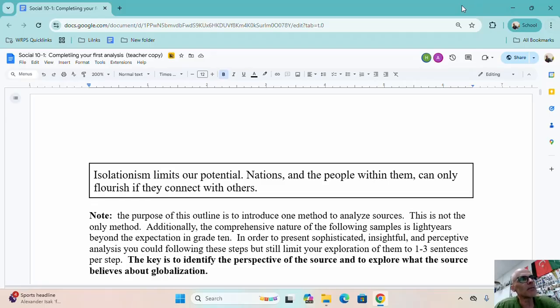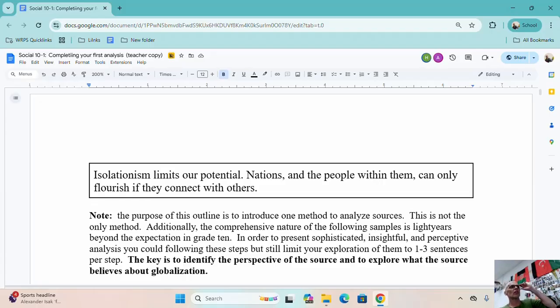So in grade 10, the core to analyzing the source is to identify and explore the perspective of the source, connecting it to globalization. In grade 11, it'd be to identify and explore the source and connect it to nationalism. And in grade 12, it'd be to identify the perspective of the source and connect that perspective to ideologies, including liberalism.